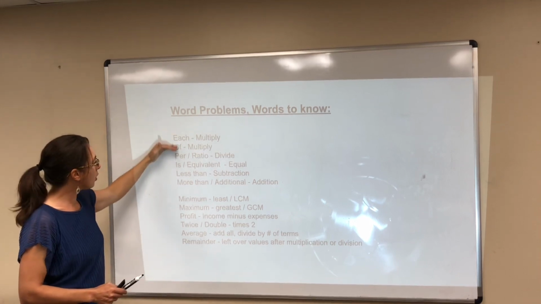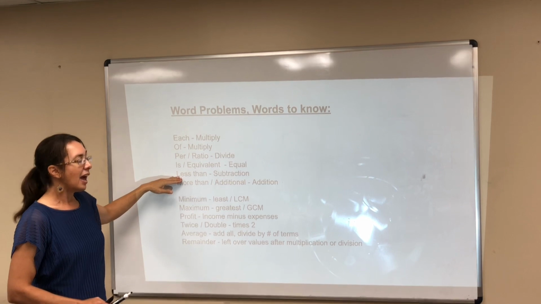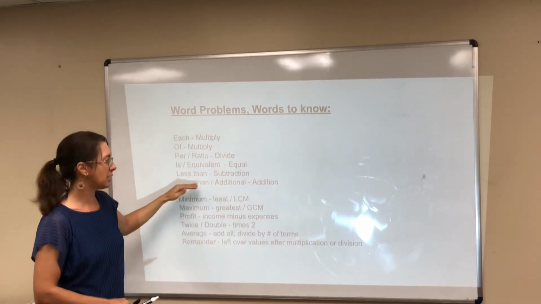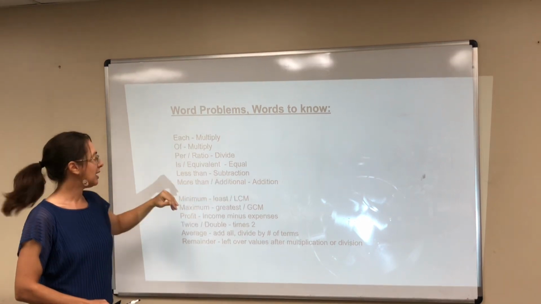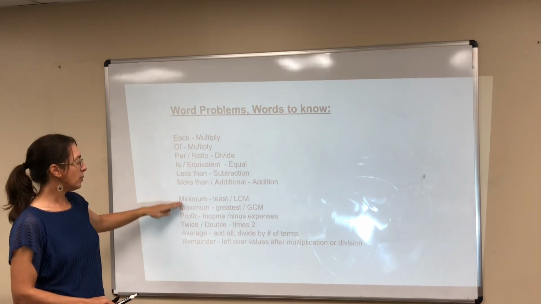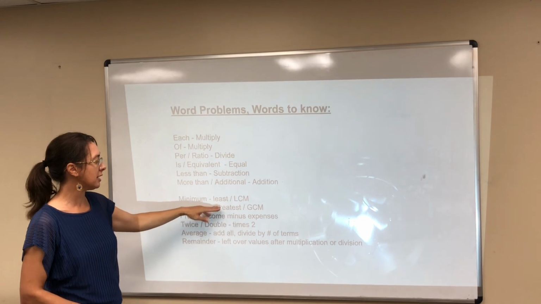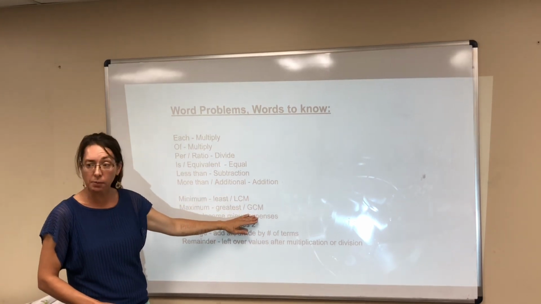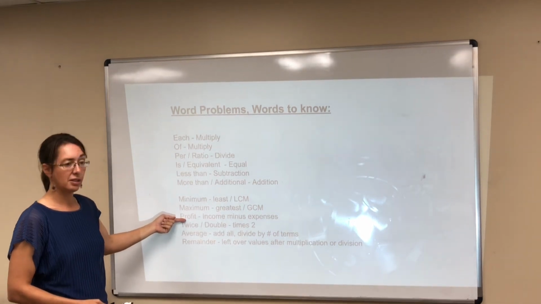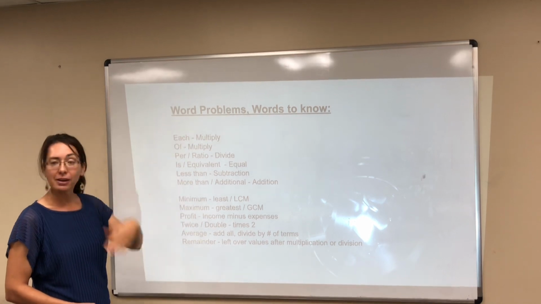So these are the words that we have: is, equivalent, less than. She has 3 apples less than he does. That's going to be a subtraction in there. More than or additional means addition. Then we come into minimum or maximum, often called least or greatest. It can be least common multiple, greatest common multiple. They're all tied together. Profit will always be your income minus your expenses.